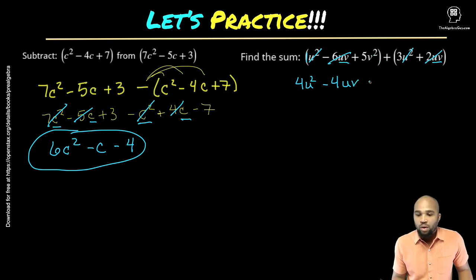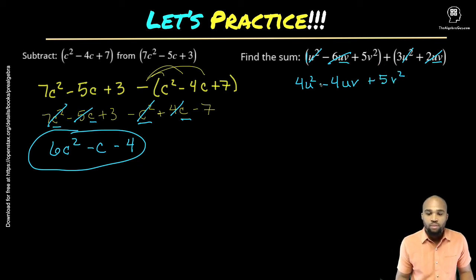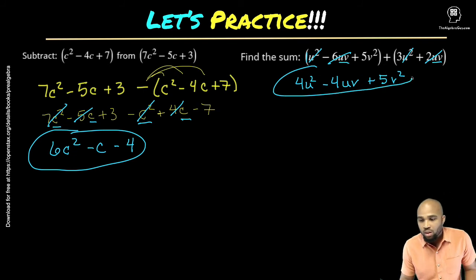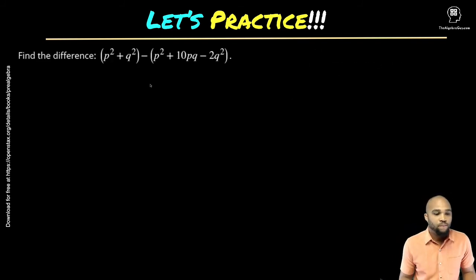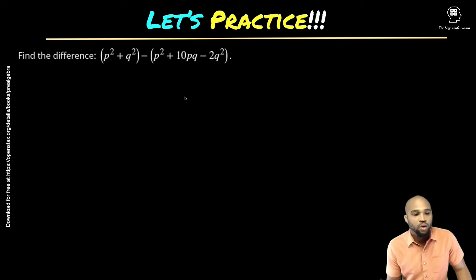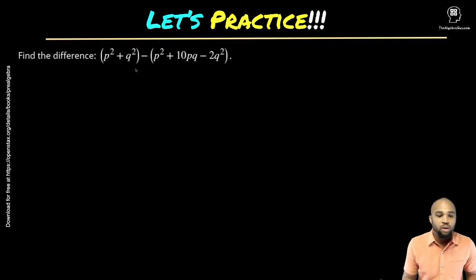And what about V squared? There's nothing to combine with that one, so we're done. Circle it. I love circling. All right, so next one. Find the difference here, and I encourage you, go ahead and work this one. It's just like we've done before.